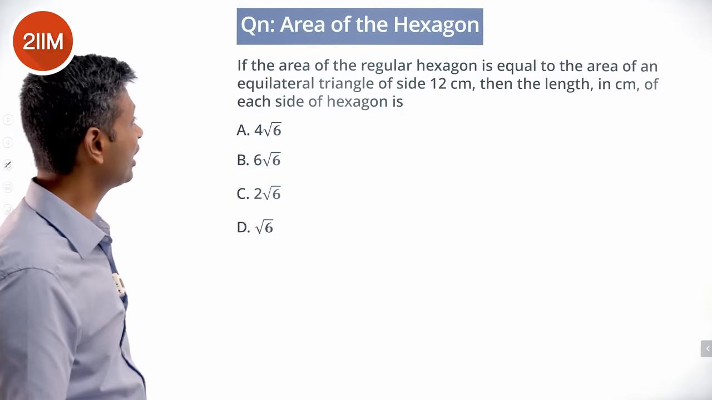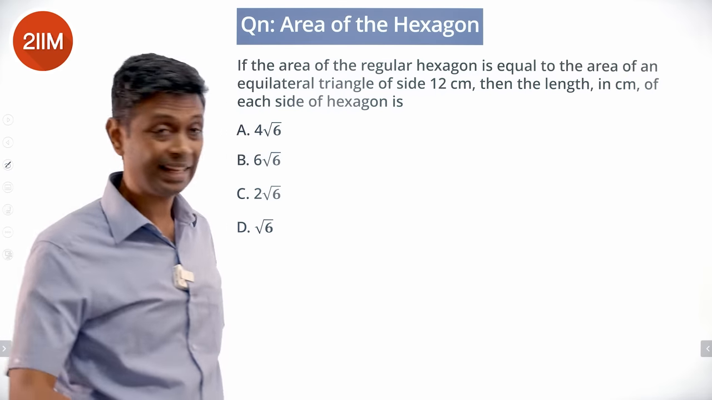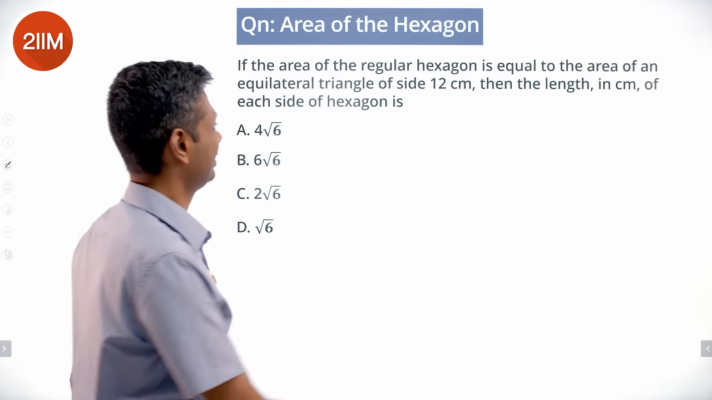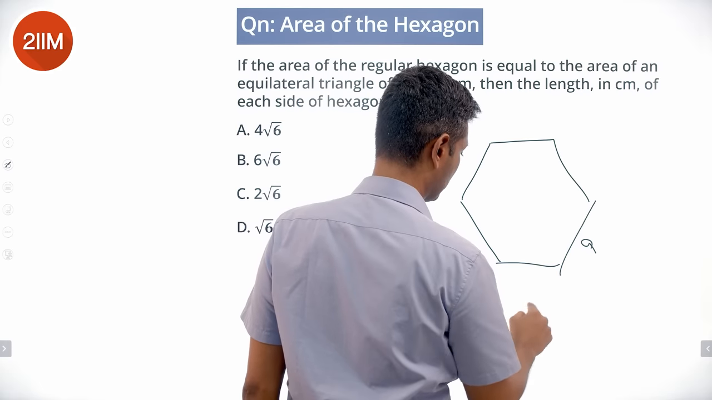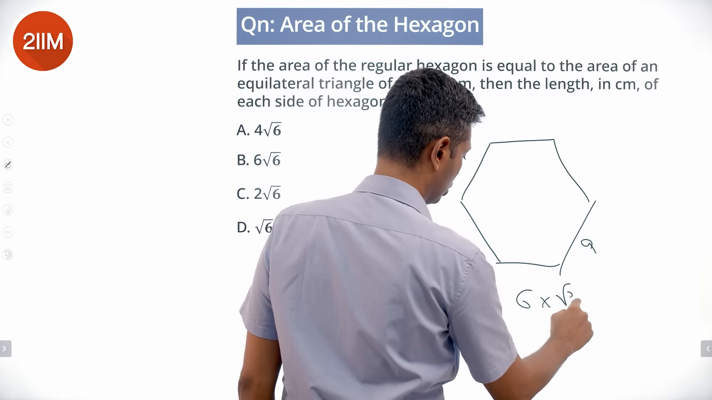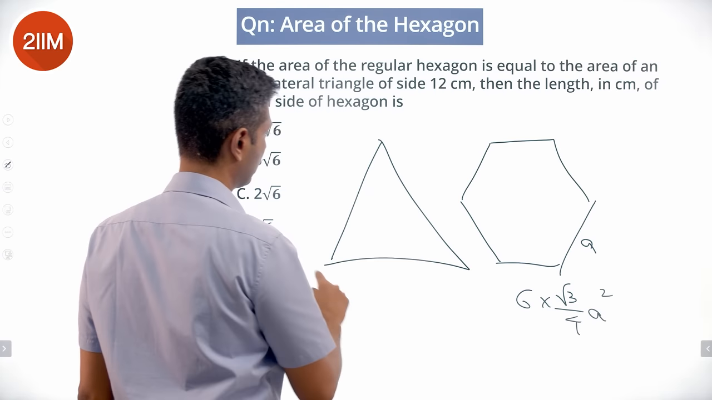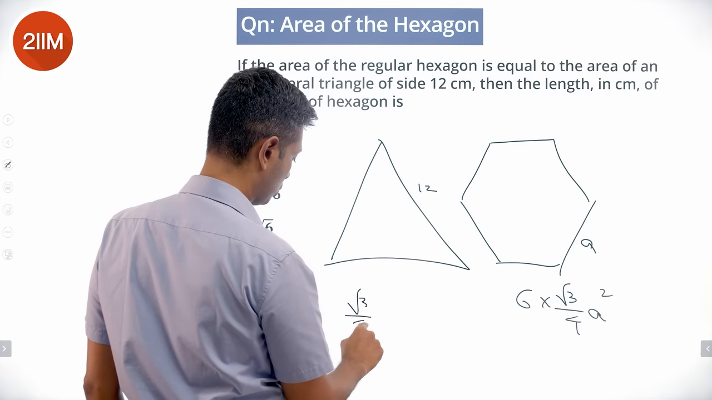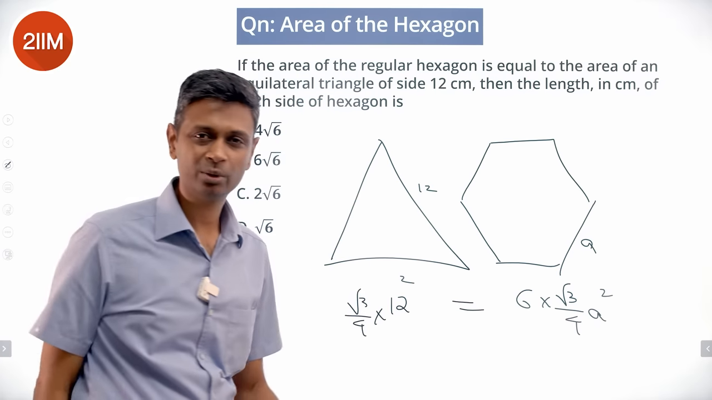The area of a regular hexagon is equal to the area of an equilateral triangle of side 12 centimeters, then the length in centimeters of each side of the hexagon. And so, a regular hexagon of side A, area would be 6 times root 3 by 4 A square. This is equal to the area of the equilateral triangle of side 12, equal to root 3 by 4 into 12 square. Equate this, we'll get A.